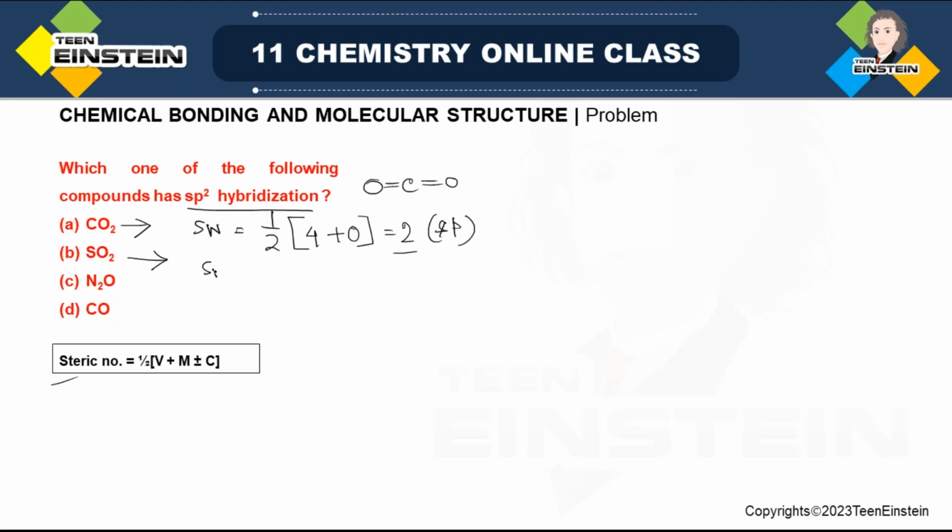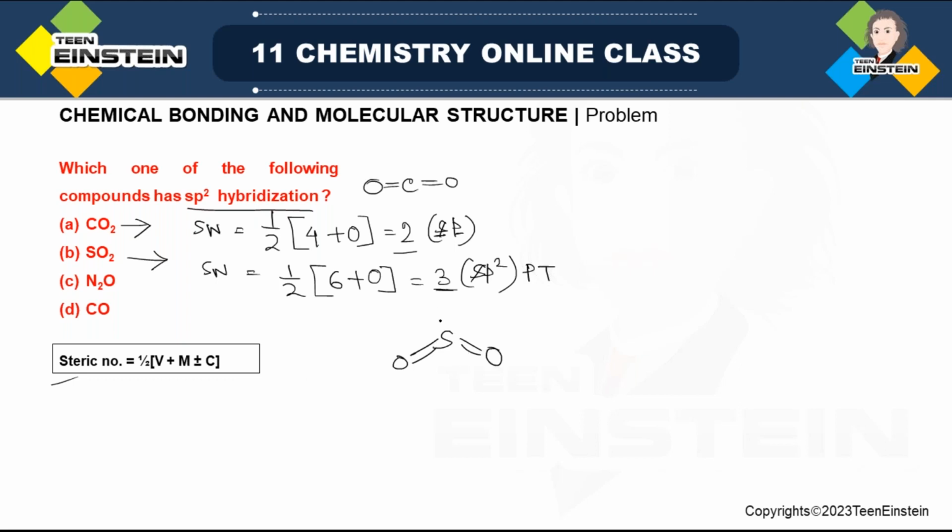What about SO2? Valence electron for sulfur 6, 0. 6 by 2, 3. So it is sp2. Because according to the table that I mentioned 2 slides before, you have already seen when steric number is 3. Basically, see here 1s and 1p, that means 1 plus 1, 2. 1s, 2p, so 1 plus 2, 3. Okay, so sp2 hybridization, and 3 means it is basically planar trigonal.